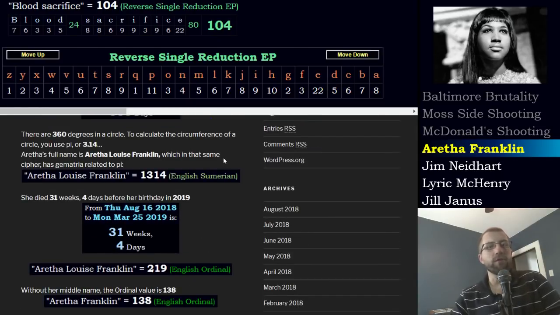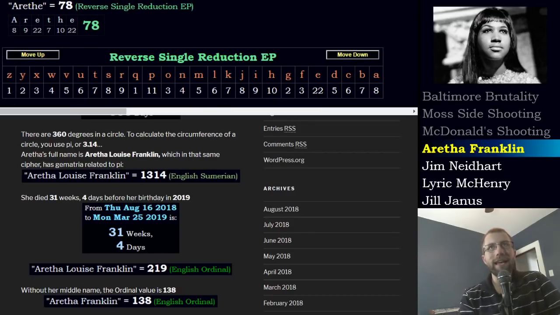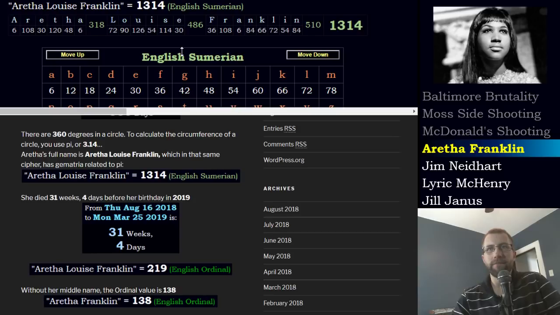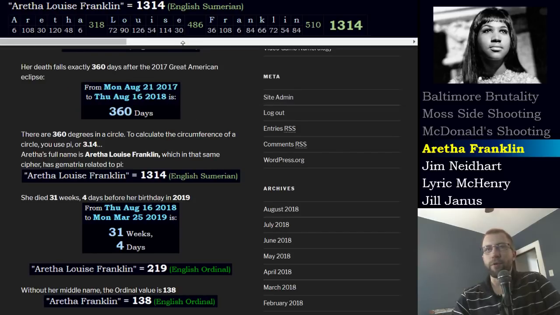Her death was also aligned to the most recent and next total solar eclipses, and I'm going to show you how. She died exactly 360 days after the 2017 Great American Eclipse. Of course, there's 360 degrees in a circle. The name Aretha Louise Franklin in Sumerian Gematria sums to 1314.